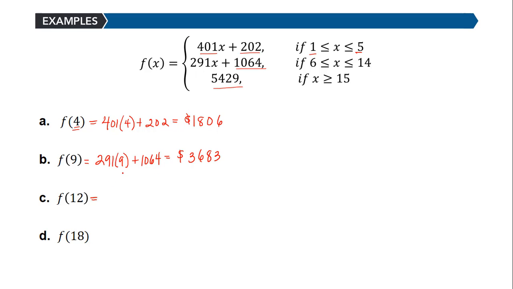f of 12, 12 is still between the 6 and 14, so we use the second piece. 291 times 12 plus 1,064. And we get $4,556. And then f of 18, well, 18 is greater than or equal to 15. So my function rule says the tuition and fees is just $5,429.